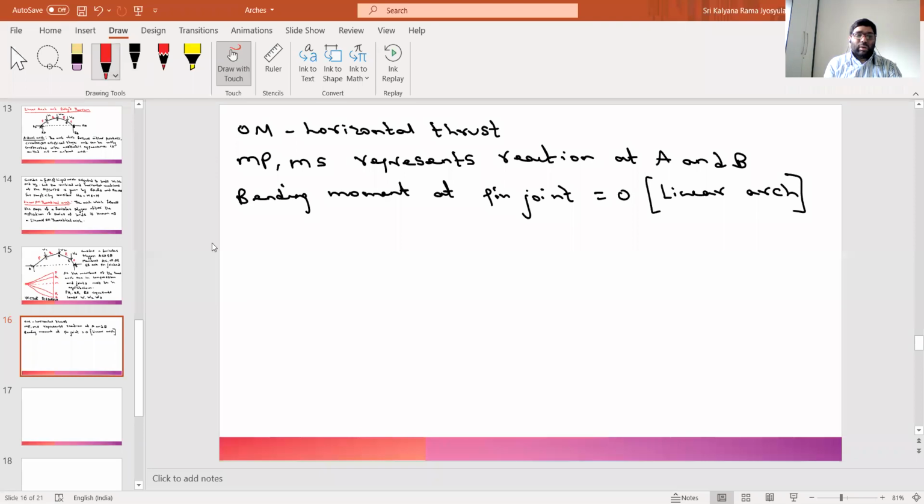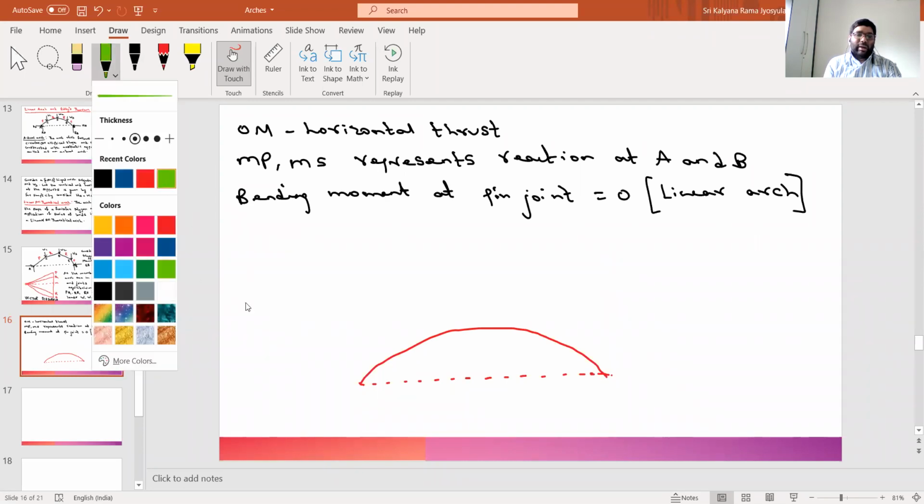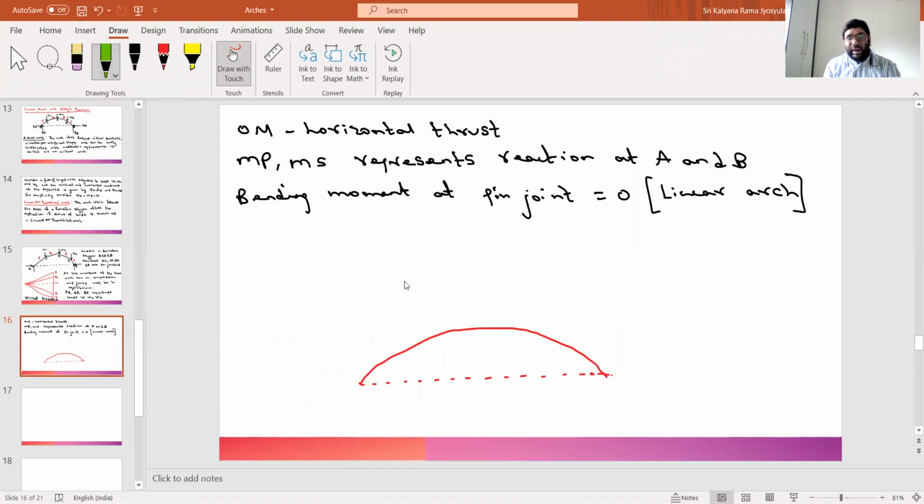Now, if I take the original arch again, the actual arch, and also try to represent the theoretical arch together in a single figure, see how it looks. This is a joint. This is also a joint.